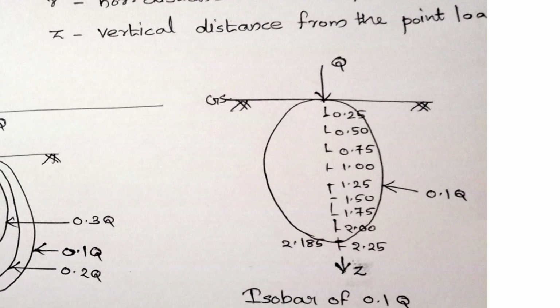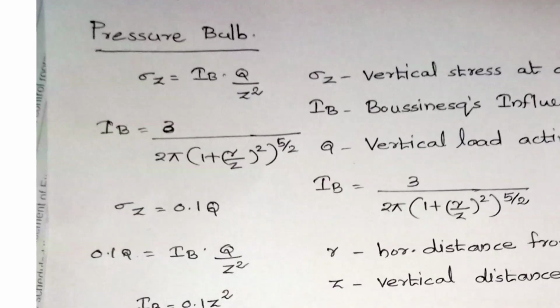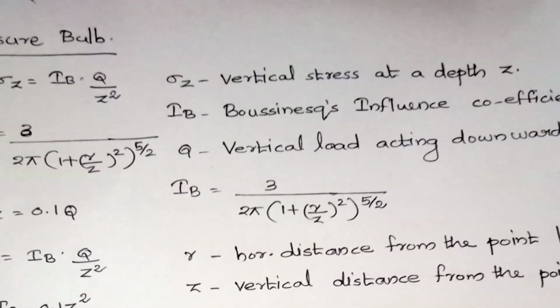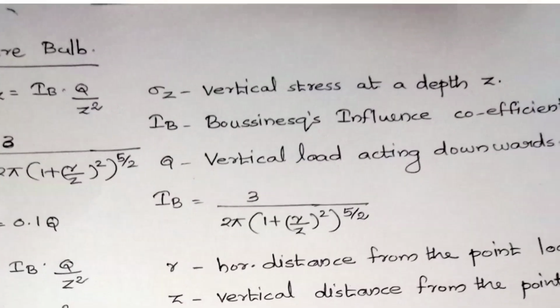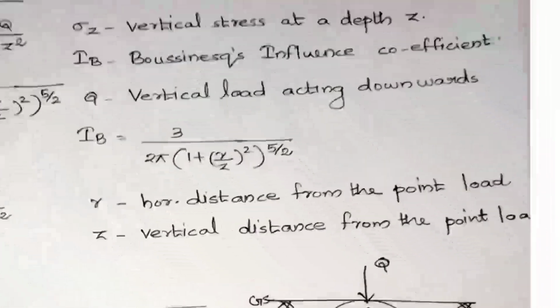So how can we find the stresses at different points? The stresses can be found out using the Boussinesq equation. Boussinesq equation is sigma z equal to IB into Q divided by z square. Here sigma z is the vertical stress at a depth z, and IB is the Boussinesq influence coefficient, which is equal to 3 divided by 2 pi into (1 plus (r by z) whole square) whole raised to 5 by 2. And Q is the vertical load acting downward.